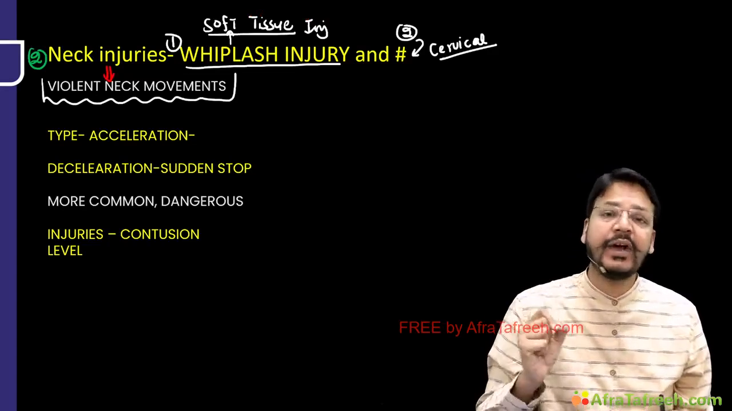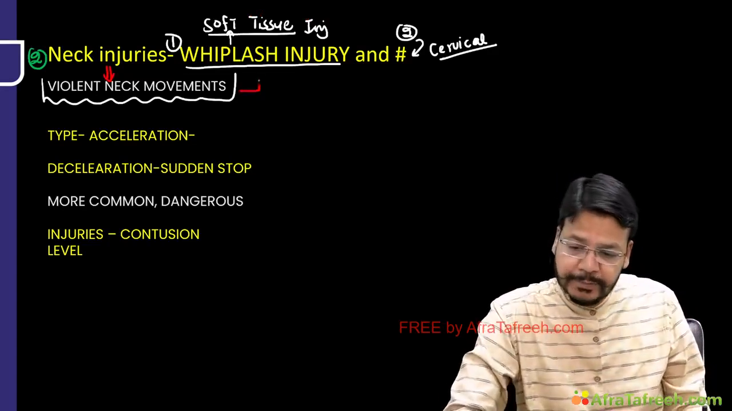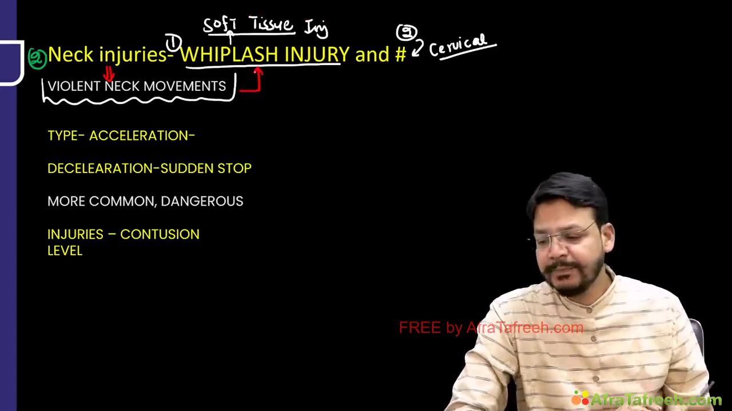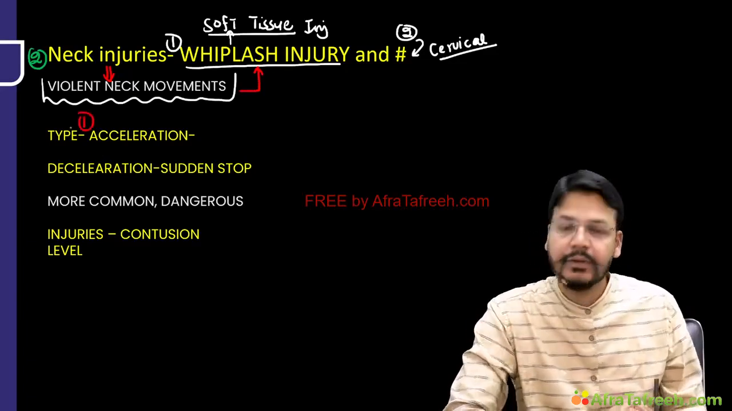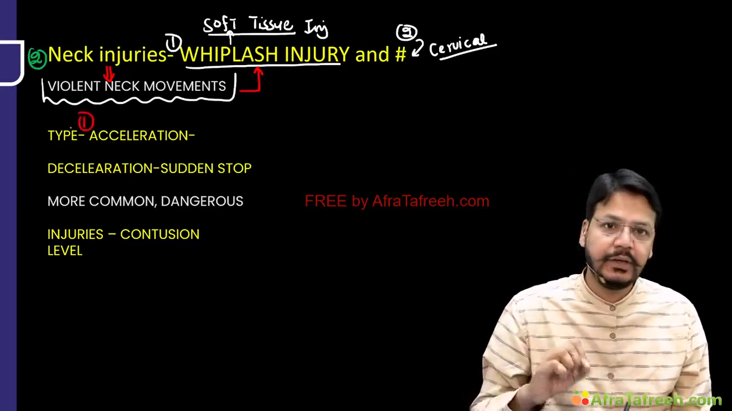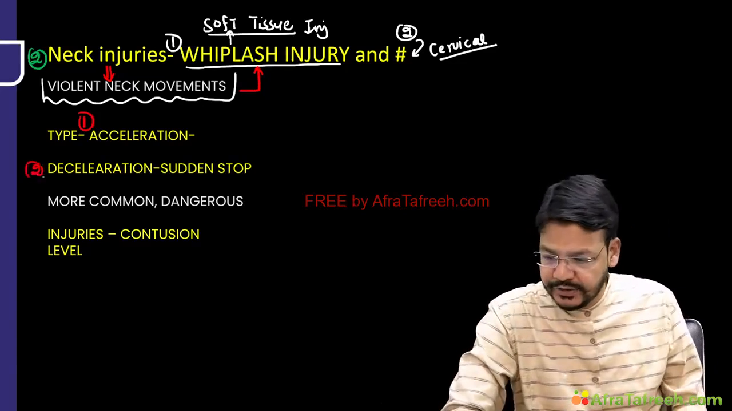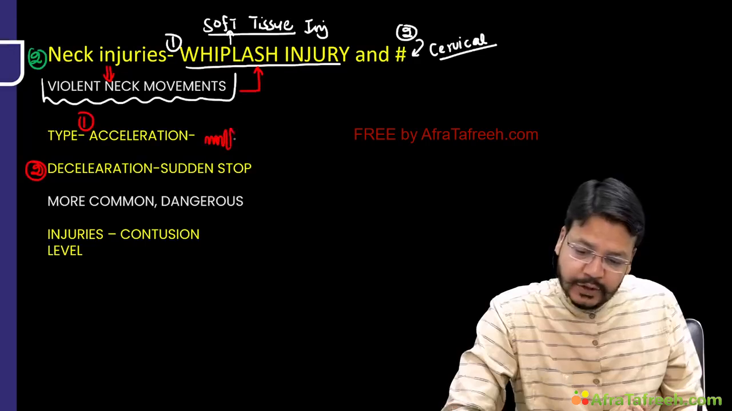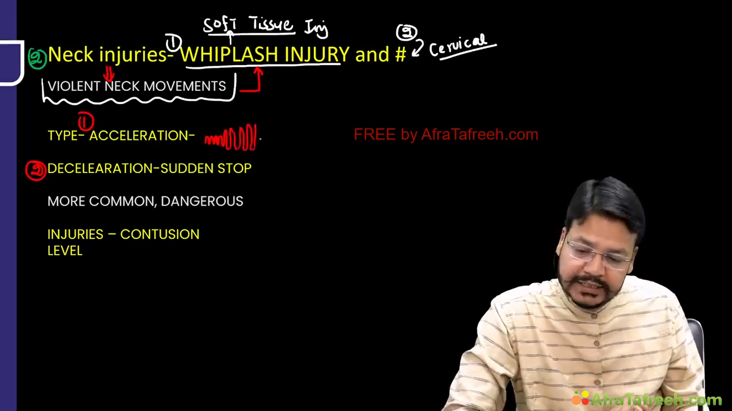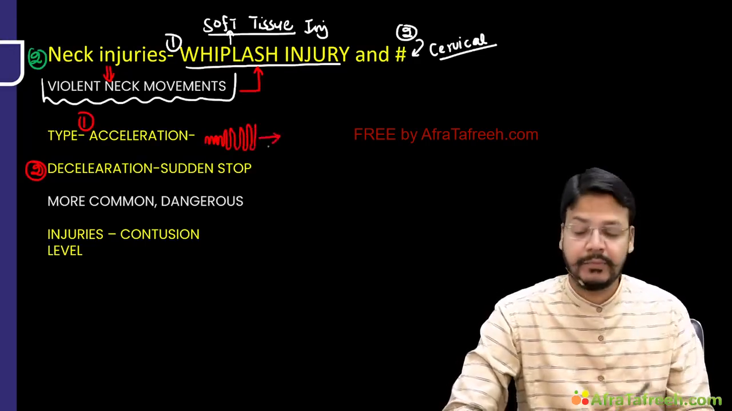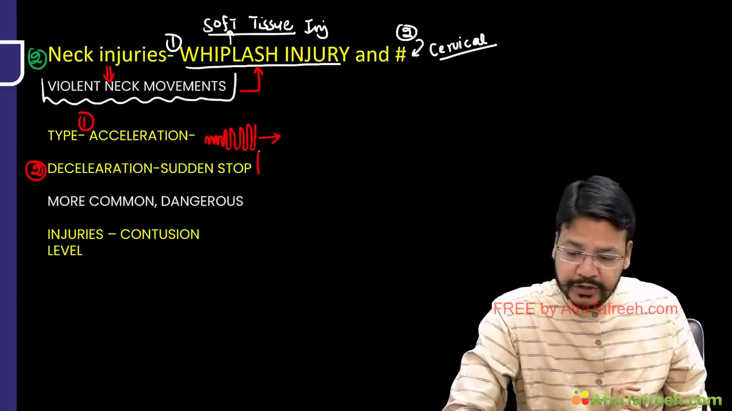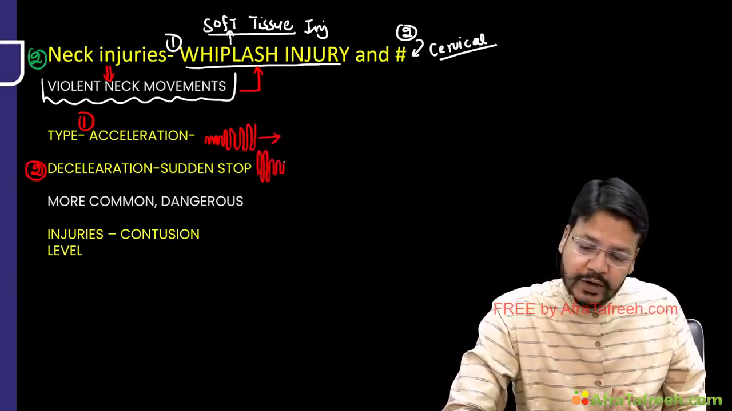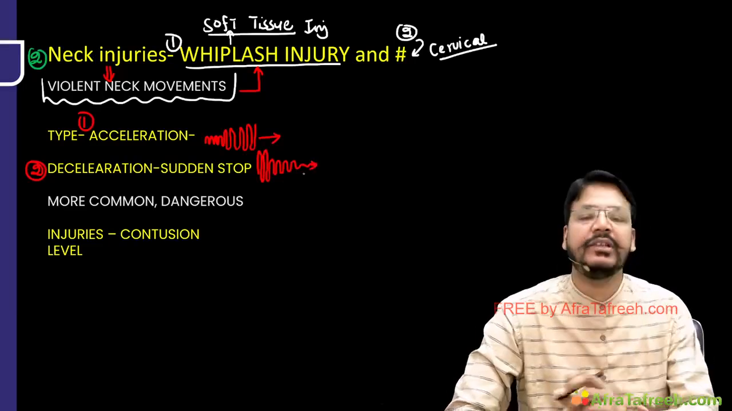Now this violent neck movement produces whiplash injuries. What is whiplash injury? Number one type is acceleration. Number two type is deceleration. What is acceleration? When your speed is going up, then you hit someone, this is acceleration. What is deceleration? When your speed is already high, then you suddenly stop, this is known as deceleration.